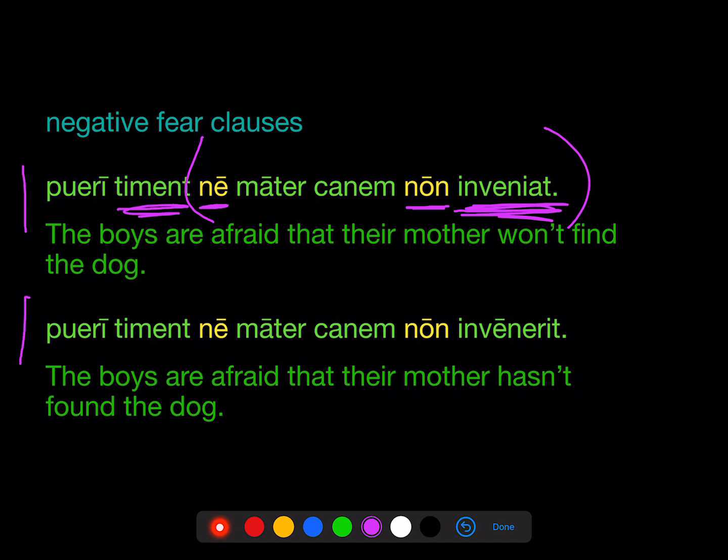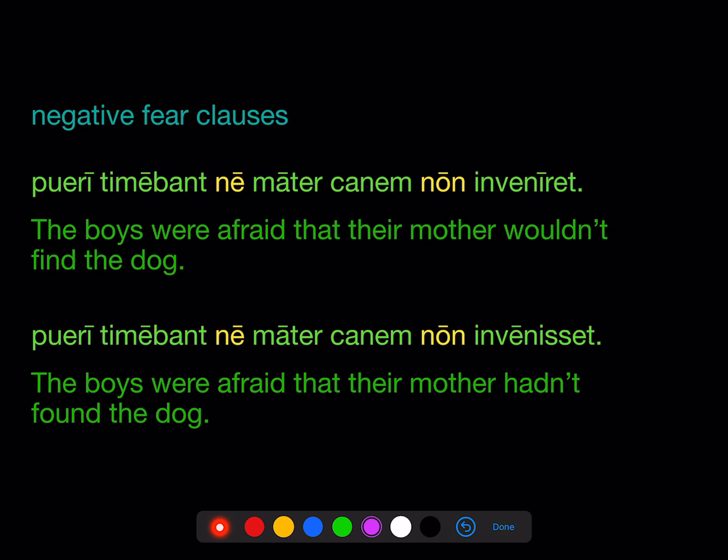Pueri timent ne mater canem non invenerit. Now the action in this clause is happening before that main verb. So we have a perfect subjunctive. The boys are afraid that their mother hasn't found the dog or didn't find the dog.